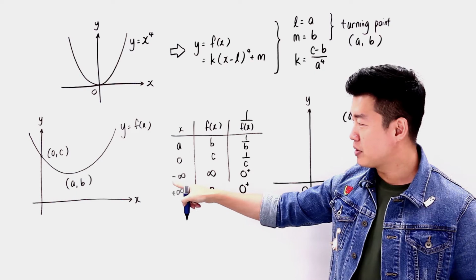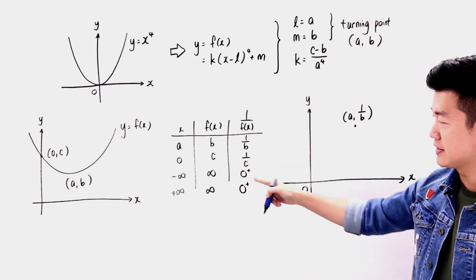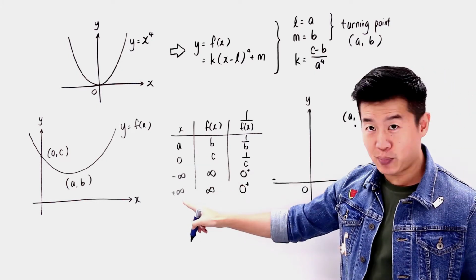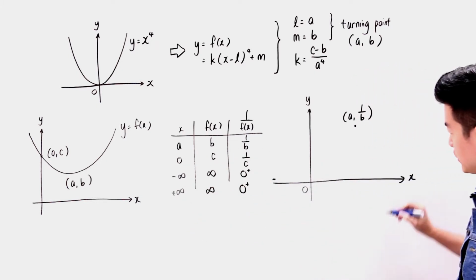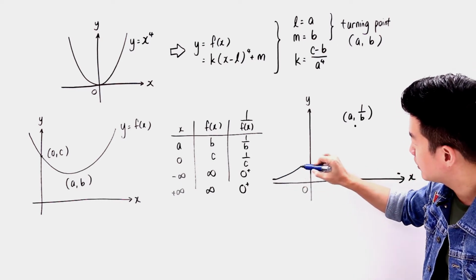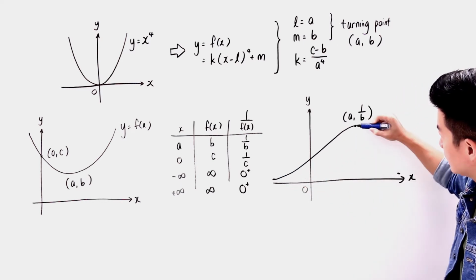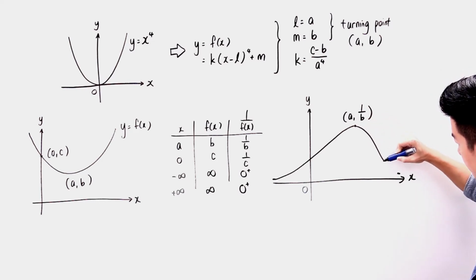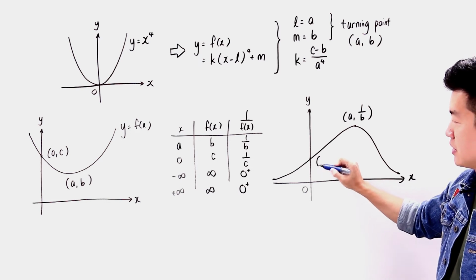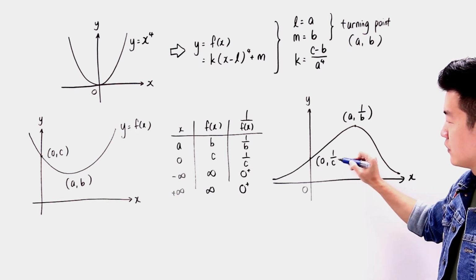And when x goes to minus infinity, 1 over f(x) is 0 plus. So it is going to be somewhere here. When x is positive infinity, 1 over f(x) is also 0 plus. So it's going to be somewhere here. And if I were to now join the points together, I'll have something like this, where this value here is going to be (0, 1 over C).